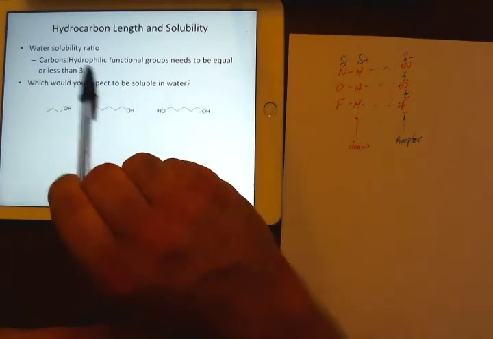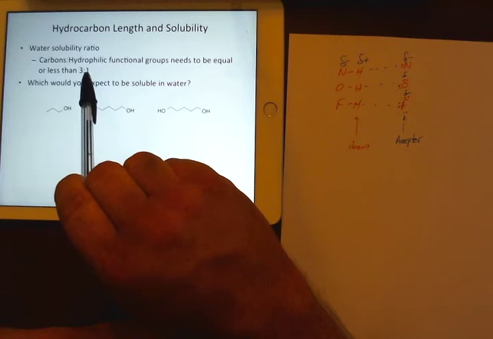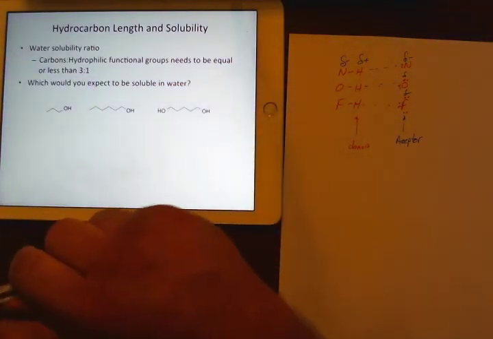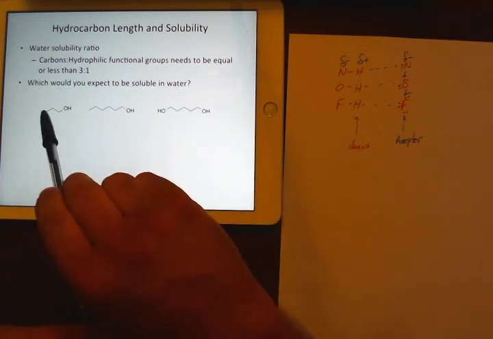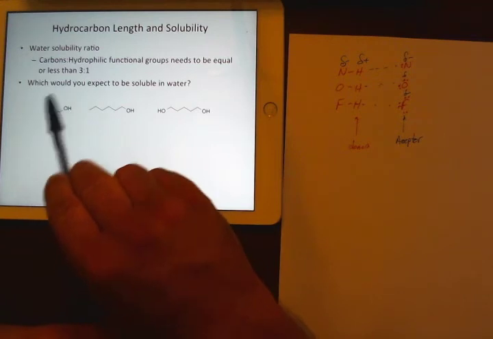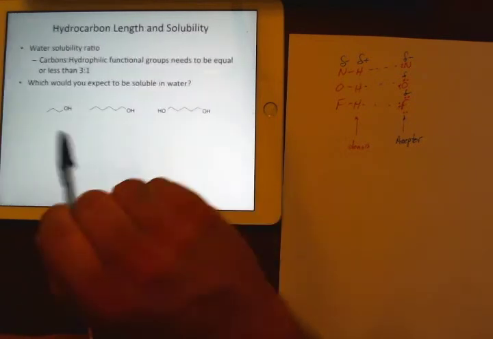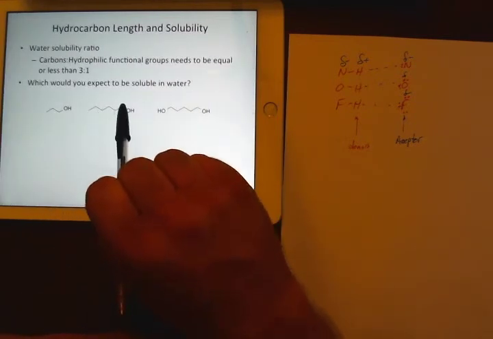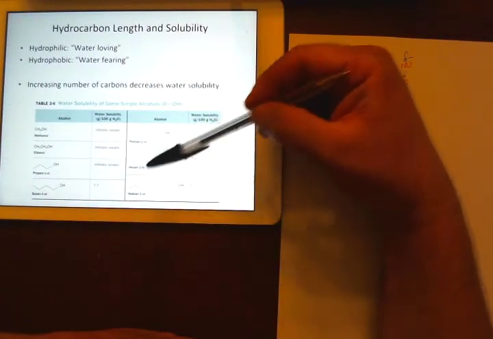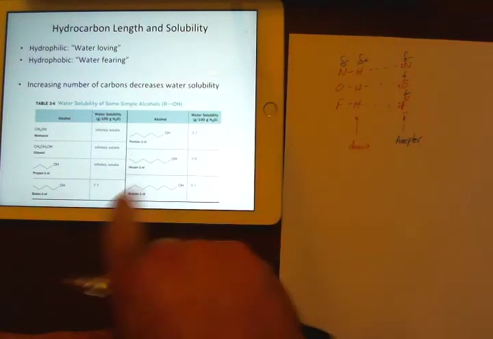And it turns out that if the balance of carbons to hydrophilic functional groups is more than 3 to 1, you're going to drop that solubility. Here you've got 1, 2, 3 carbons and 1 OH group, so it's 3 to 1. So this should be soluble, no problem. And actually we see that here, propanol, right? Soluble, no problem. Here we've got 1, 2, 3, 4, 5, 6. So it's 6 to 1, so no way it can be soluble, and you have that here. Hexanol, very, very low solubility.